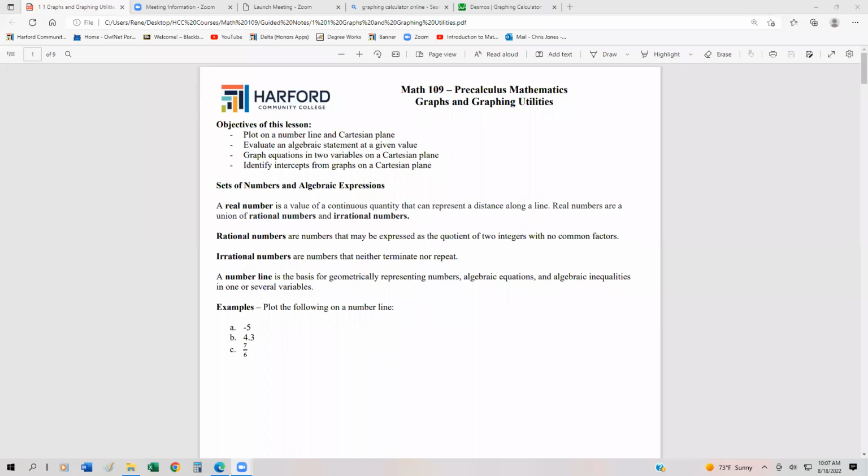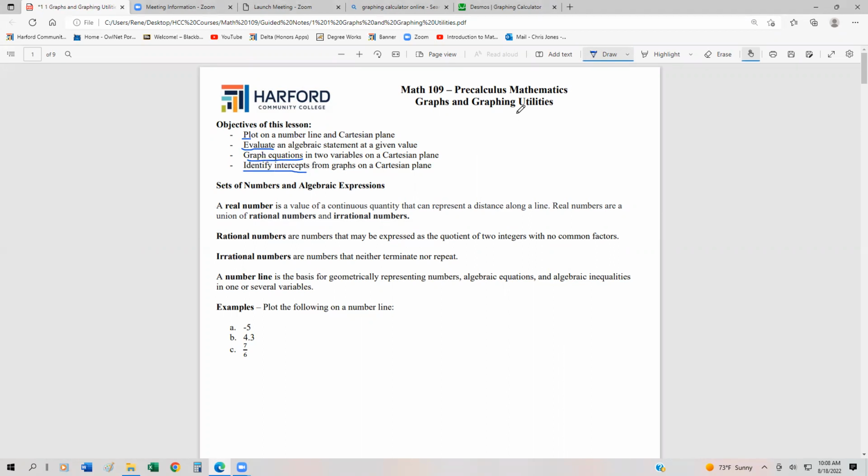In this first video, in the first section in our pre-calculus course, we're going to take a step back before we start taking a look at functions, and we're going to look at some fundamental graphing in mathematics. And so what we're going to do is start by taking a look at sets of numbers, and we're going to be able to plot those numbers on a number line and on a Cartesian plane. We're going to be able to substitute values into an algebraic statement and then evaluate. We're going to graph equations in two variables on a Cartesian plane, and then identify the intercepts from the graphs.